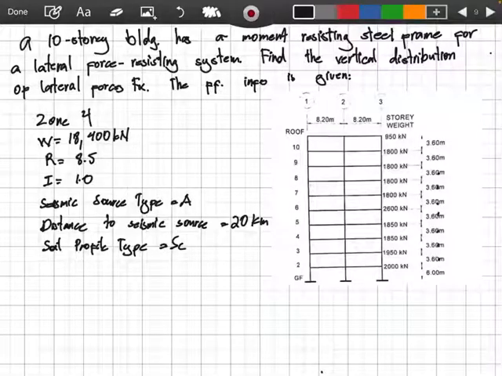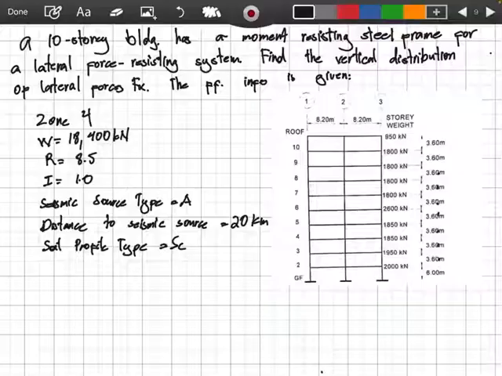Our lesson for today is about the vertical distribution of our lateral forces. In this problem, a 10-story building has a moment-resisting steel frame for a lateral force-resisting system. Find the vertical distribution of lateral forces Fx. The following information is given.